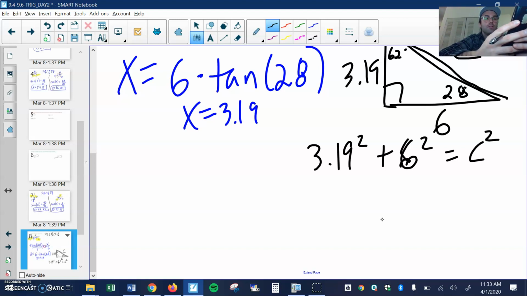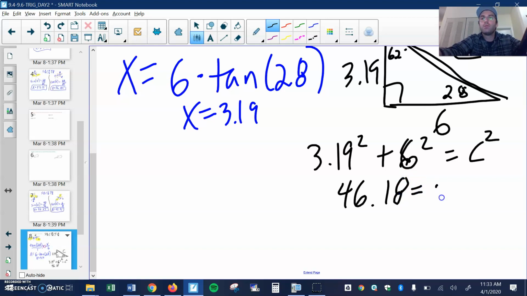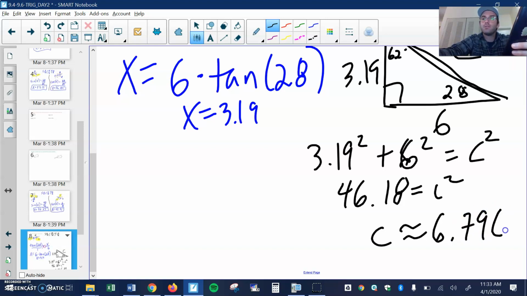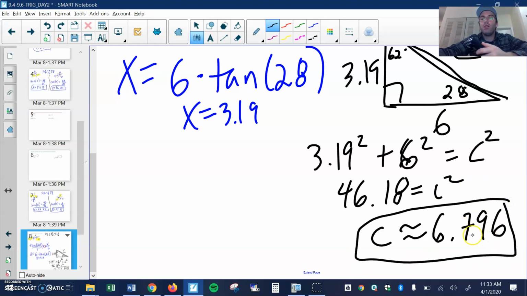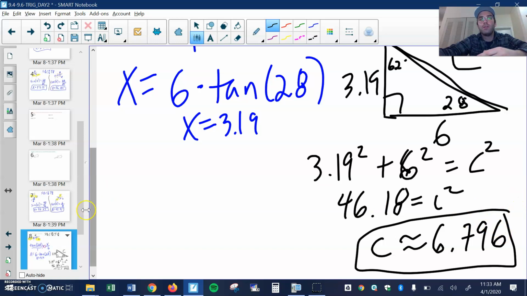So 3.19 squared plus 6 squared gives me 46.18 equals C squared. So square root of 46.18 is, C is about, remember the double squiggly is about, 6.796. So our right triangle is solved because we have all three sides and all three angles.